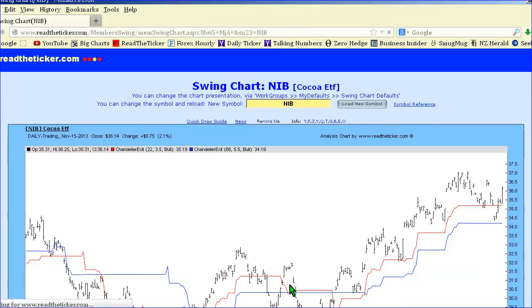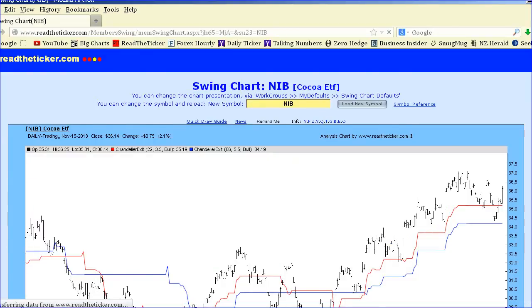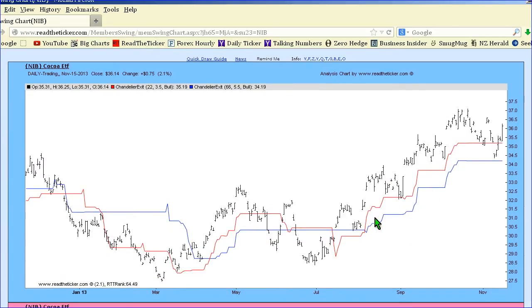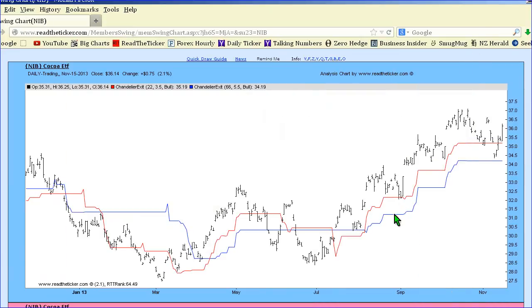Anyway, so we've got cocoa loading up, and we've got a blue shade. It's a blue shade with a B. Okay, the B, I'll explain that. So here we have a nice strong step pattern, as I explained here. A nice strong Richard Wyckoff step pattern. The price has fallen back between the red line and the blue line.